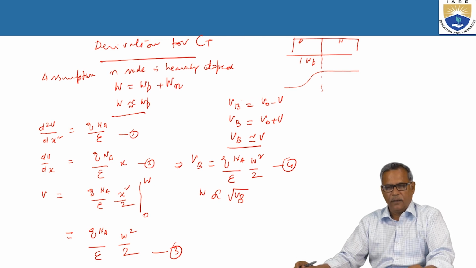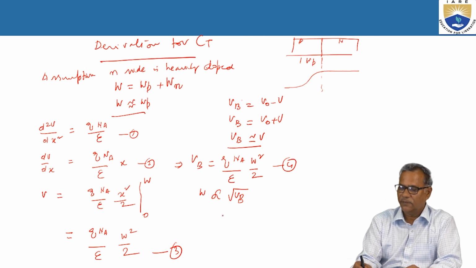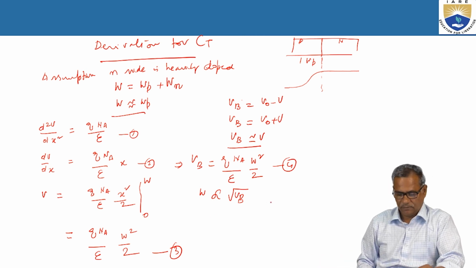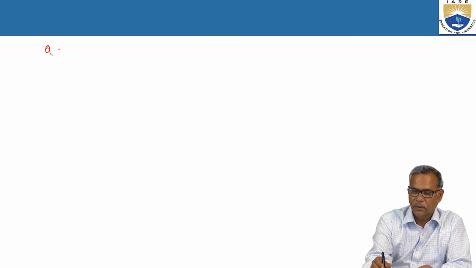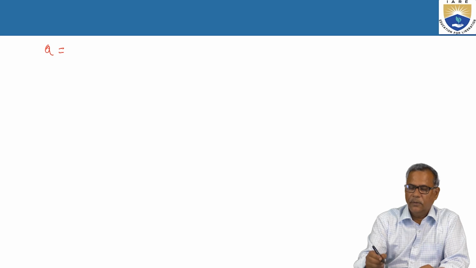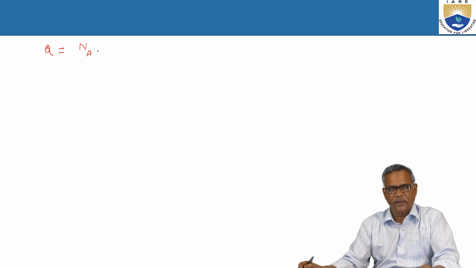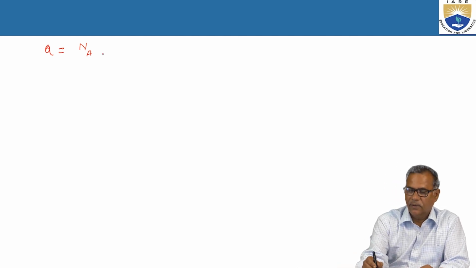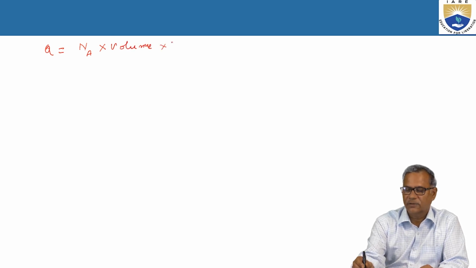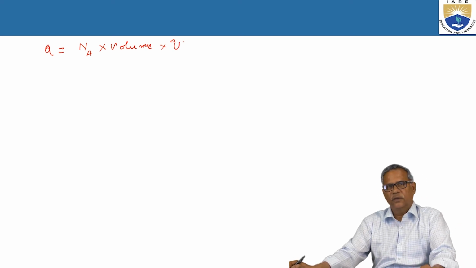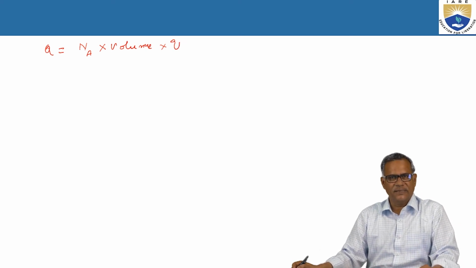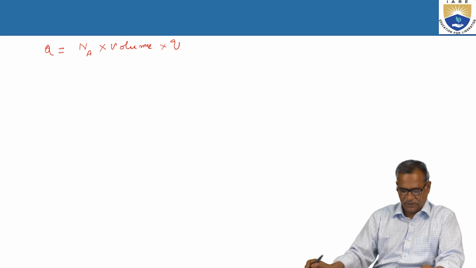Now let us see what is the amount of charge in the junction. So the amount of charge in the junction is given by Q is equal to, we have to take the acceptor atom's concentration, because we are calculating for the n side, multiplied by the volume and multiplied by the charge per carrier. So let us take the charge per carrier is q. So for one it is 1.6 into 10 to the power minus 19. So Q is equal to NA into volume into q. So that is the net charge.